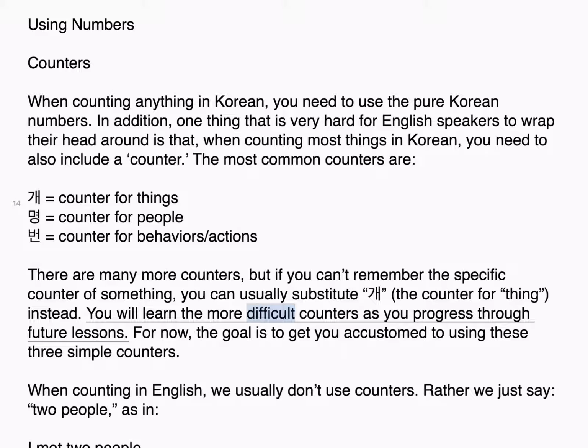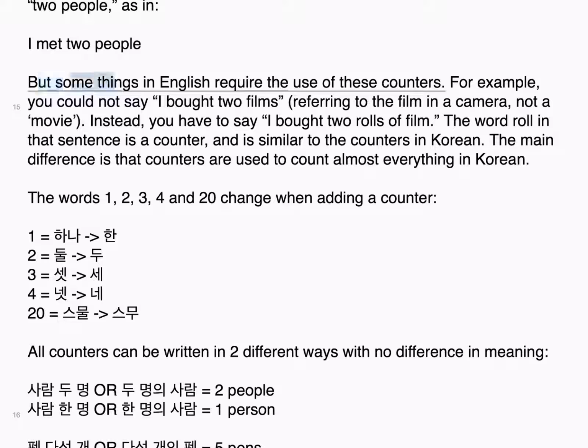You will learn the more difficult counters as you progress through future lessons. For now, the goal is to get you accustomed to using these three simple counters. When counting in English, we usually don't use counters. Rather, we just say, 2 people, as in, I met 2 people.